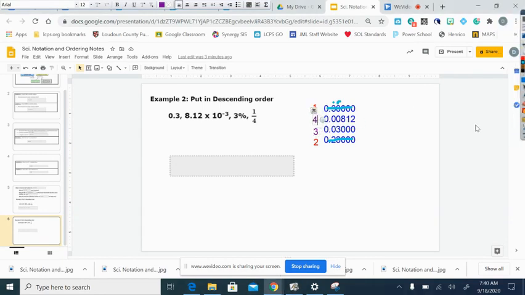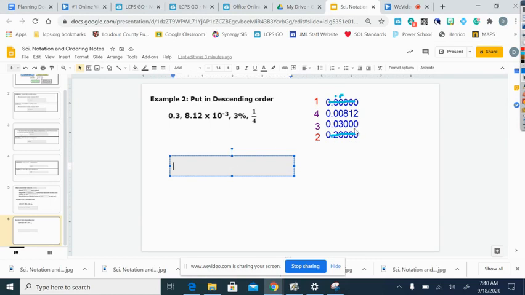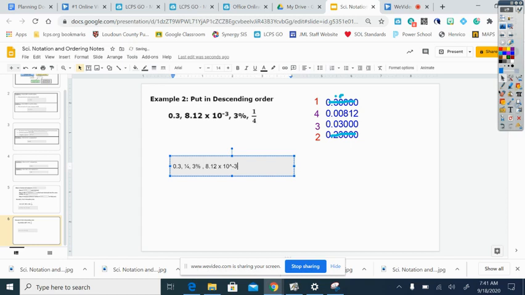So now I know the numbers, what order they go in. I'll go ahead and write them out for us, and we'll put them in our little box and we'll record everything. My largest one was 0.3, also known as 3/10. My next one was going to be 0.25, also 1/4. So I'll write that as the fraction, 1/4. Next, we had our number that was 3%, so just 3%. The final one was the one in scientific notation, 8.12 times 10, make sure you press your caret symbol, to the power of -3.